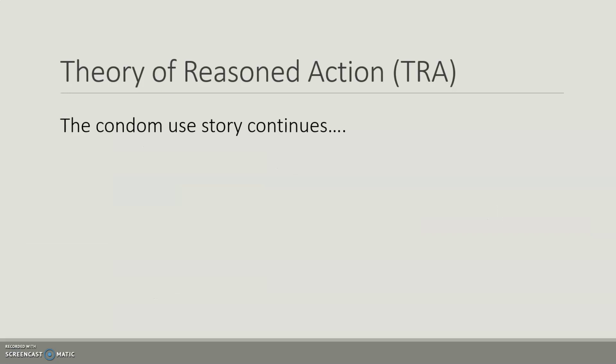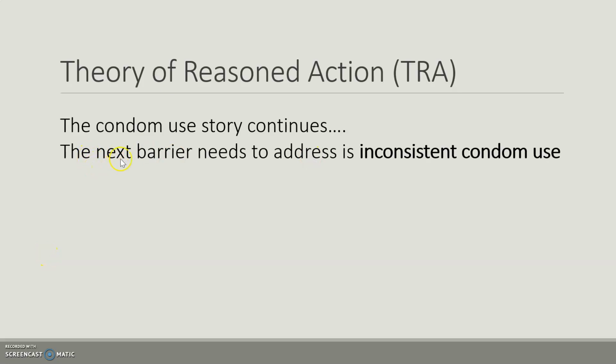So to talk about this theory of planned action, I'm going to go back to the condom use promotion campaign or intervention in India. So let's go back to this example. So after researchers successfully switched people's attitude towards condom use to the positive side, the researchers found that the next barrier for people's condom use is they do not practice this safe sex. They don't use a condom in a consistent way. So for researchers, the next barrier which needs to be addressed is inconsistent use of condom.